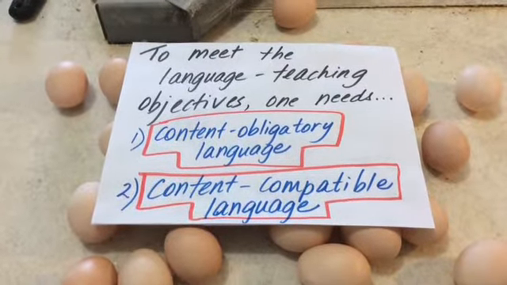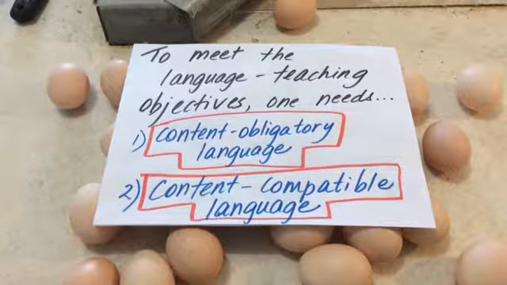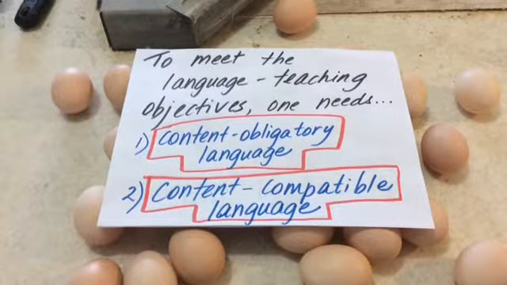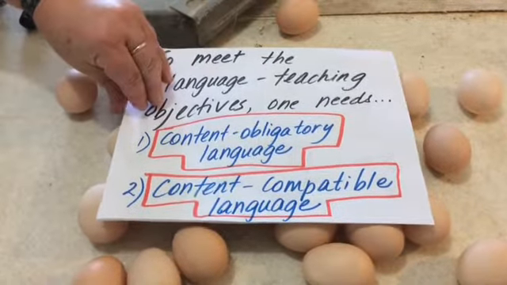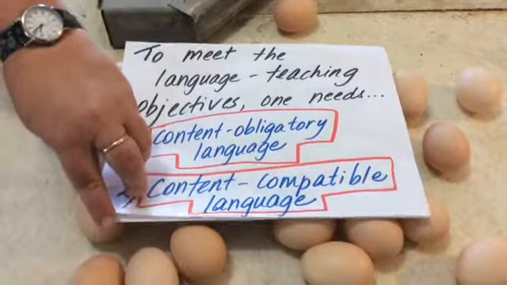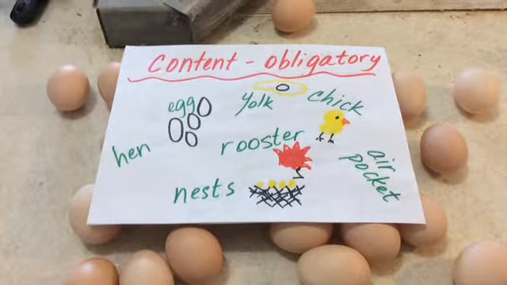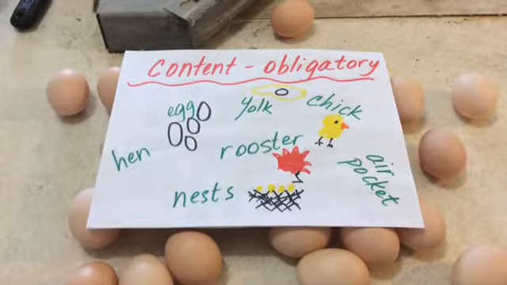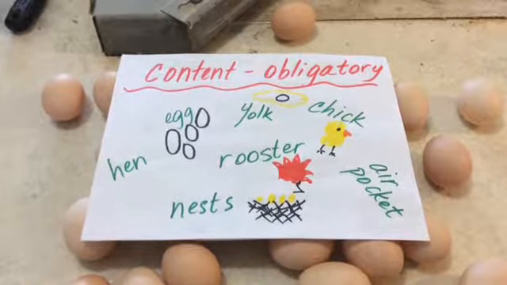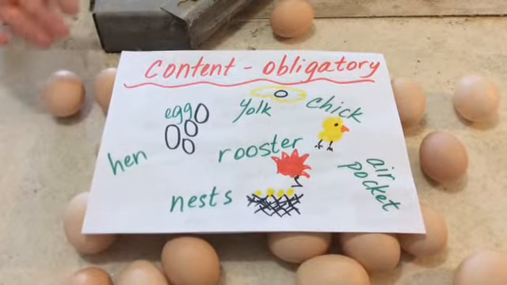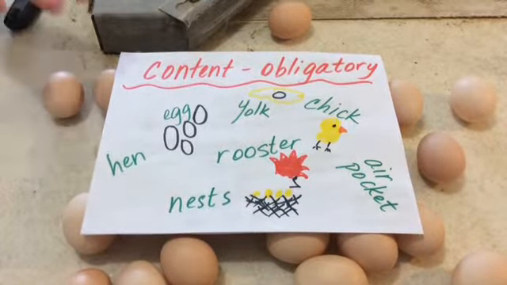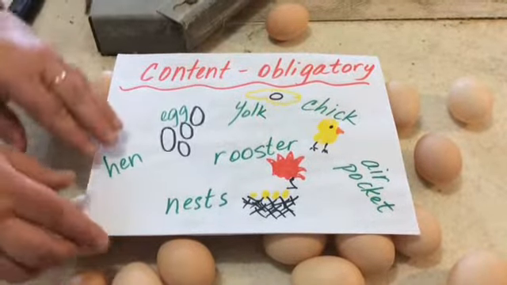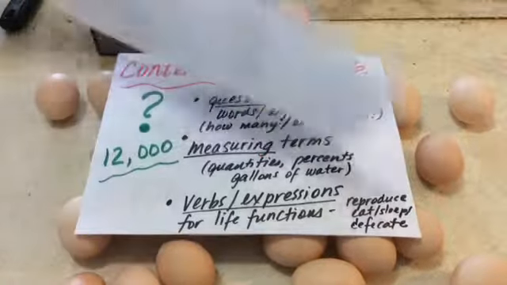To meet the language teaching objectives, one needs two very important things. One, content obligatory language, and two, content compatible language. The content obligatory language, for example, if I was going to teach a lesson on chicken farming, the content obligatory vocabulary would be things like egg, hen, nests, rooster, yolk, chick, and air pocket. All the language specific to the content I need to discuss and assess.